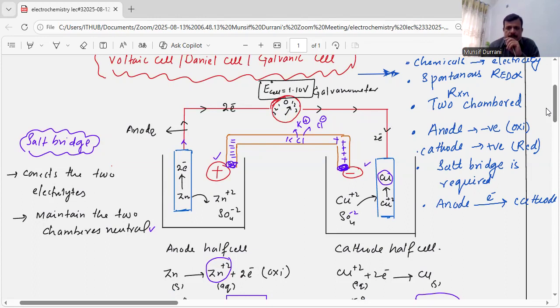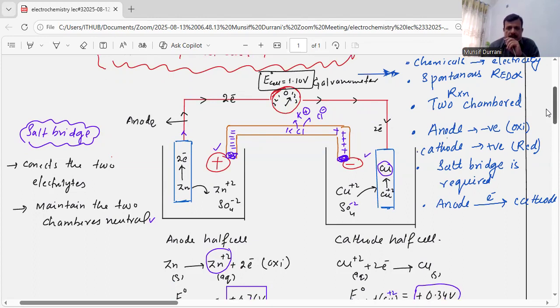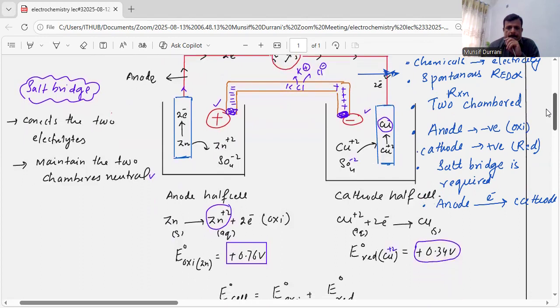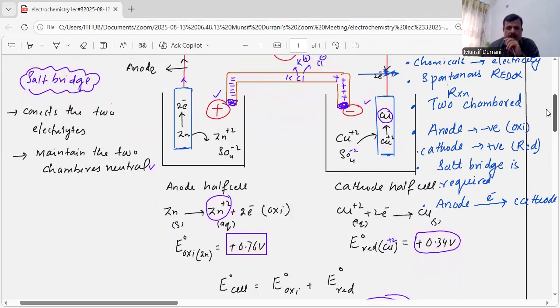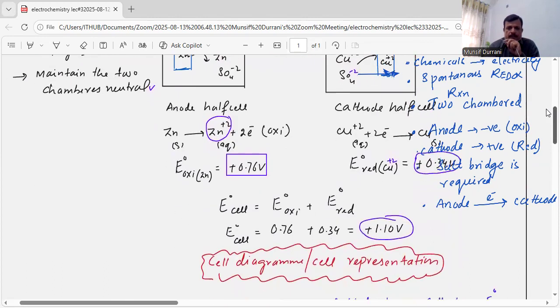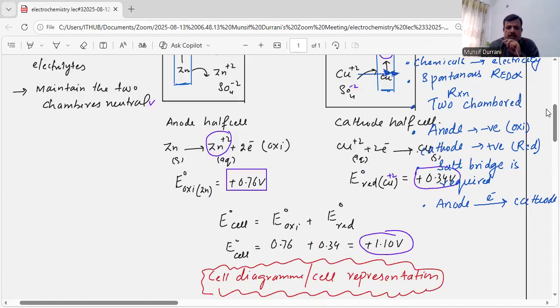So we can say that at the cathode half cell reduction occurs while at the anode half cell oxidation occurs. As E naught oxidation of the zinc is 0.76 volt and E naught reduction of the copper is plus 0.34 volt, if you want to find out the E naught of the cell, E naught of the cell will be equal to E naught oxidation plus E naught reduction.